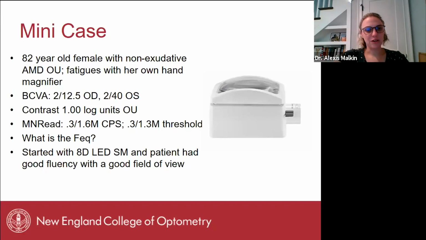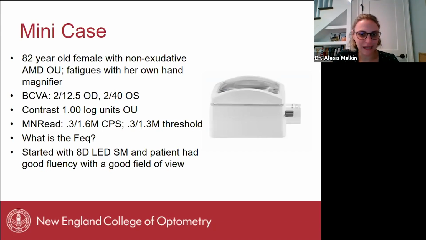And her MN read, her critical print, her last good reading, she got to 1.6 M. And so that is 1.6 divided by 0.3 gives us 5.33 diopters. So she doesn't need a lot of power to get to where she needs to go. And so we started with kind of the lowest power stand magnifier that we had. So 8 diopters is where those typically start.